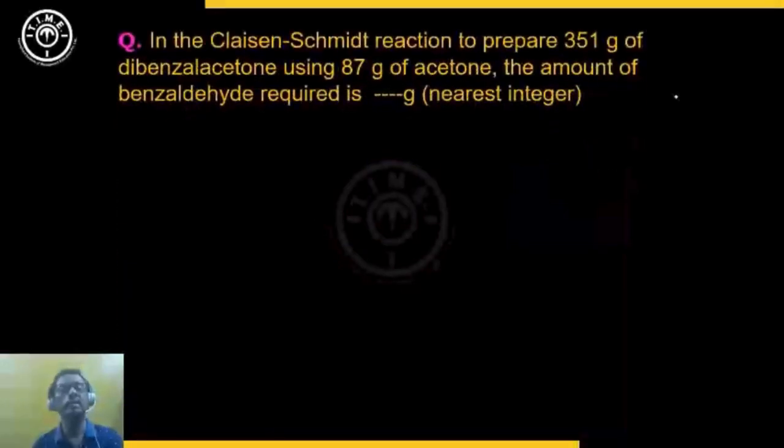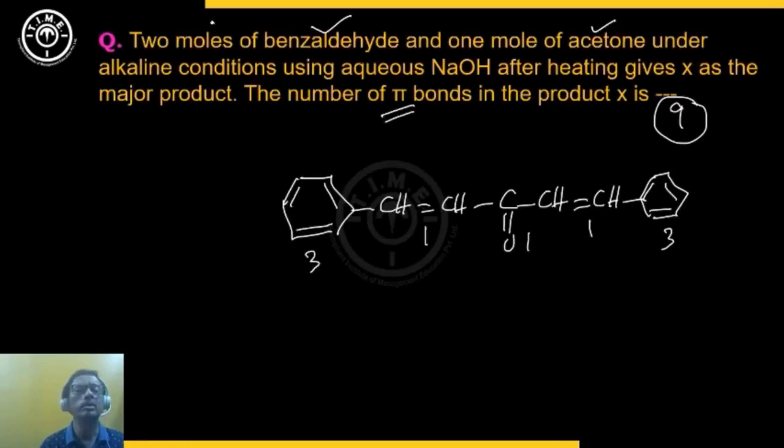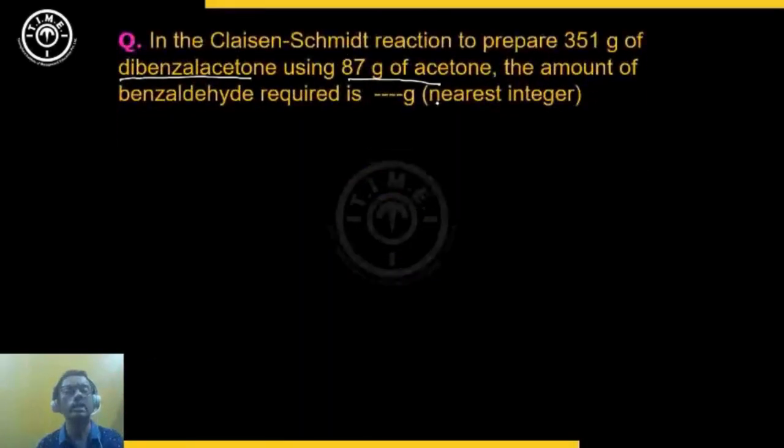In the JEE Main. Now in the Claisen-Schmidt reaction, to prepare 351 grams of this dibenzyl acetone using 87 grams of acetone, the amount of benzaldehyde required is. What is the reaction? How many moles of benzaldehyde are required? 2 moles of benzaldehyde required for every 1 mole of acetone. So I will put that up here.